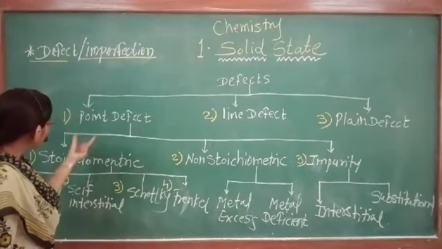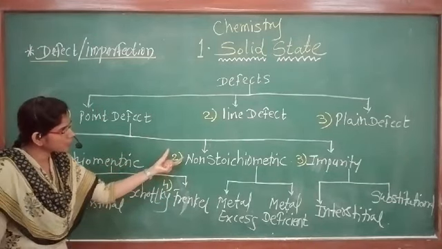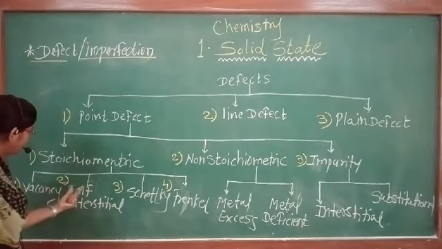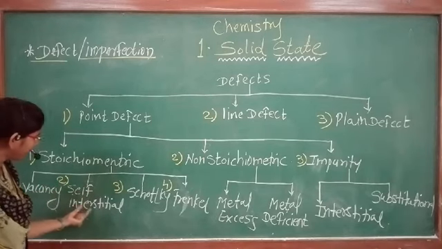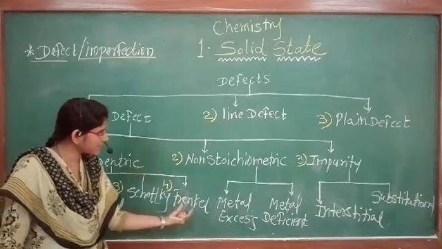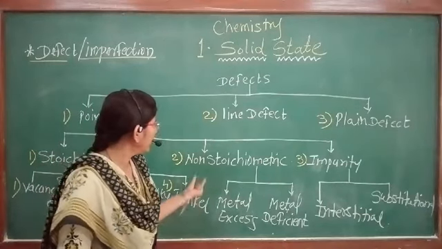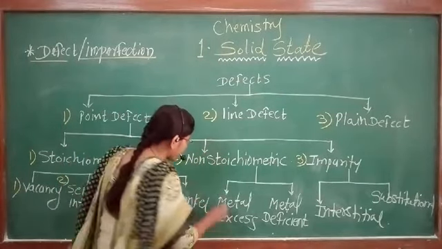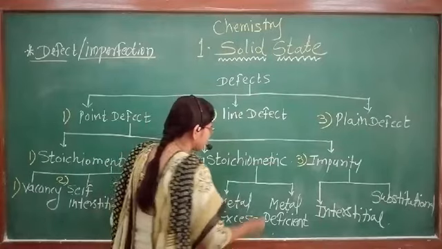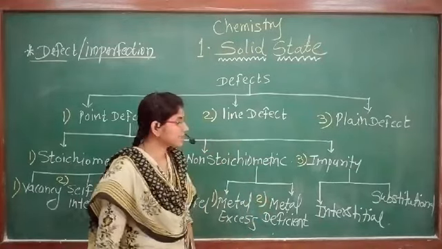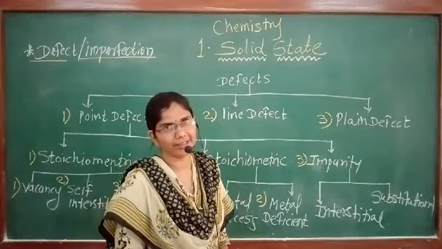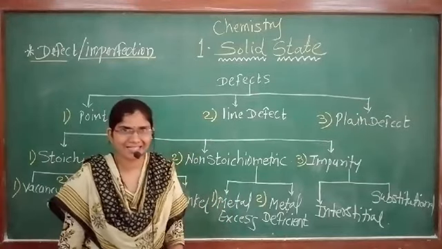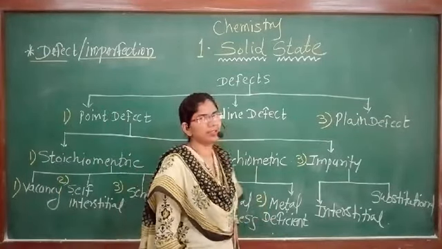The point defects are classified into stoichiometric defect, non-stoichiometric defect, and impurity defect. Further, the stoichiometric defects are classified into vacancy defect, self-interstitial defect, Schottky defect, and Frenkel defect. Non-stoichiometric point defects are classified into two types: the first one is metal excess defect, and the second one is metal deficient defect.